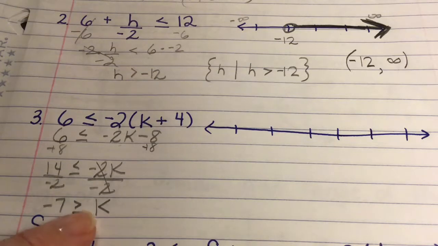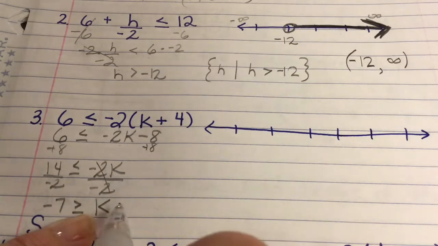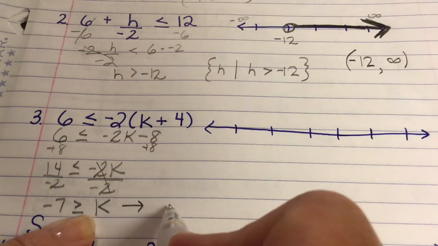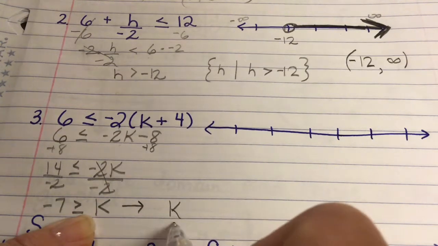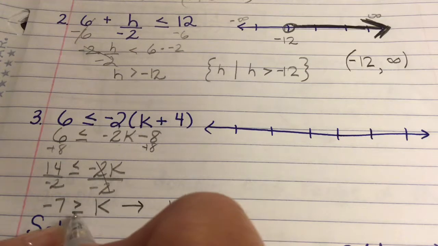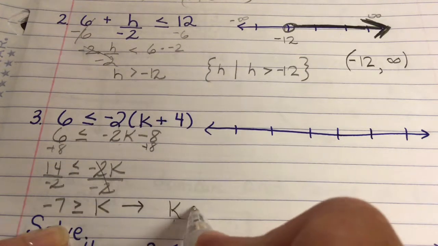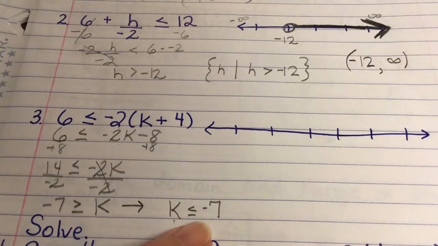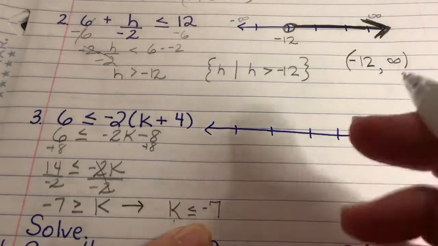Before I graph that on a number line, I hope that you can see this, and if you don't, you need to flip it around. You need to have your variable on the left. k is less than or equal to -7. That way you won't shade the wrong direction.